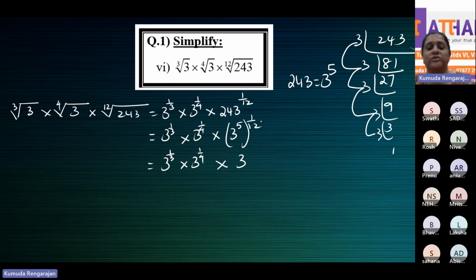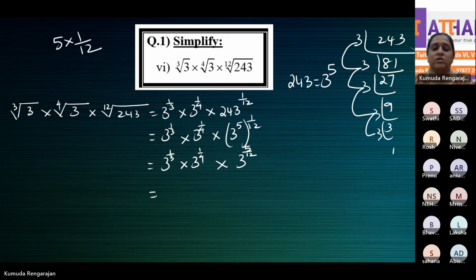What do you do with 5 and 1? Ma'am, it's like a power m in the whole power n. When we simplify, we'll get a power m into n. So you'll have to multiply the powers. 5 into 1 by 12, which is 5 by 12. Very good. Thank you, Amritsar.